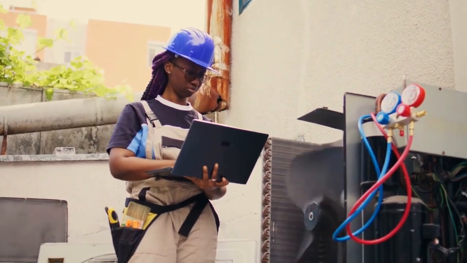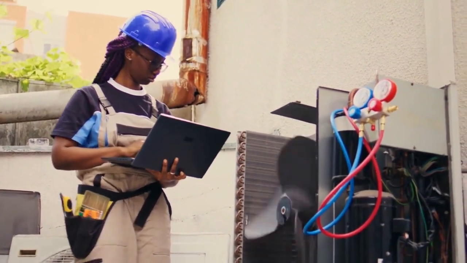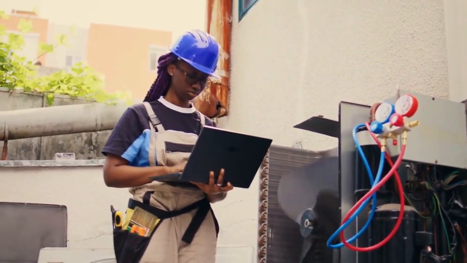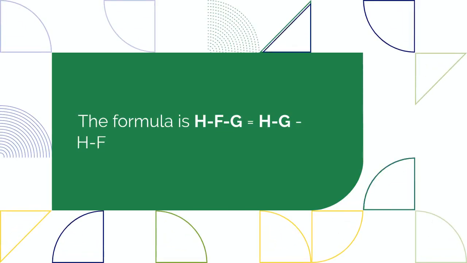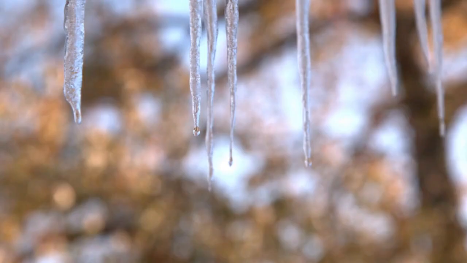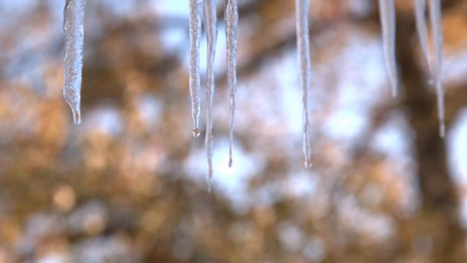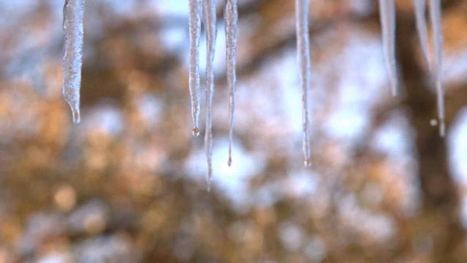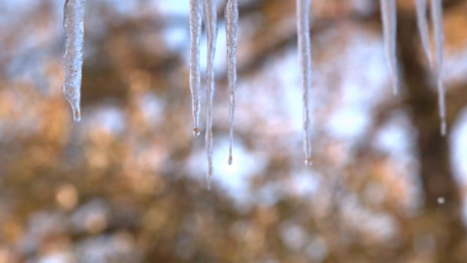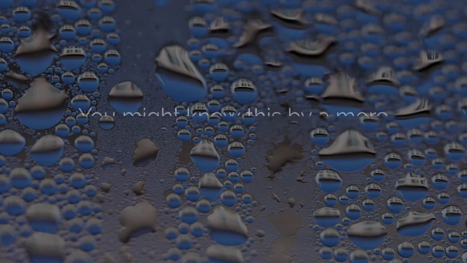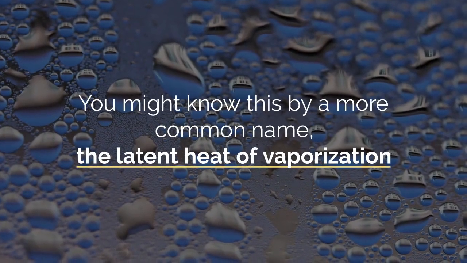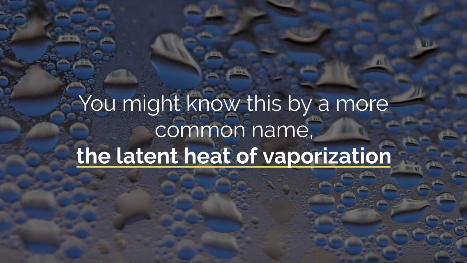The term HFG is simply the difference between the enthalpy of the saturated vapor and the enthalpy of the saturated liquid. The formula is Hfg equals Hg minus Hf. This value represents the amount of energy required to completely change a unit of a substance from a saturated liquid to a saturated vapor, all while keeping the temperature and pressure constant. You might know this by a more common name, the latent heat of vaporization.